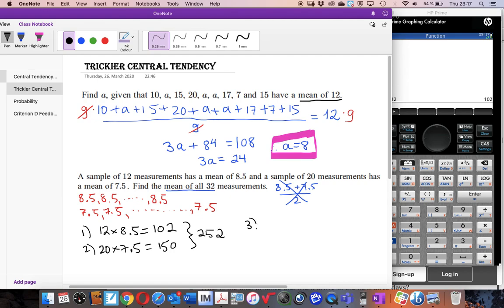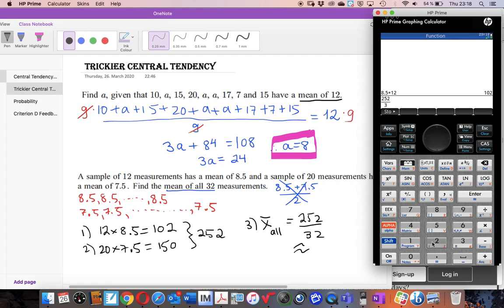And so now we're ready to find the mean of all 32. And I'm going to use a good notation here that this is the mean of all of them. And it's going to be 252 divided by the 32. Okay, let's see what we get. I'm going to be rounding, so I'm using the approximate sign.